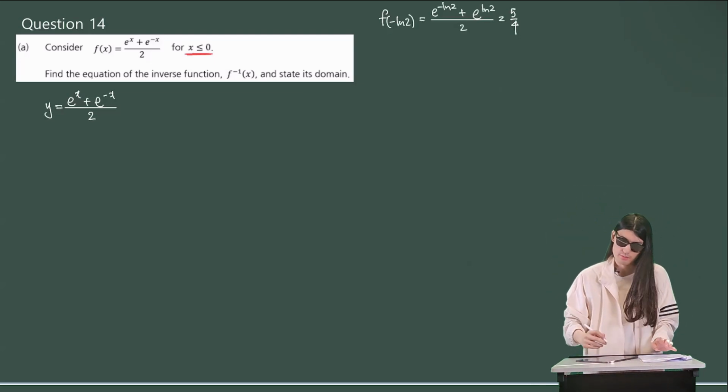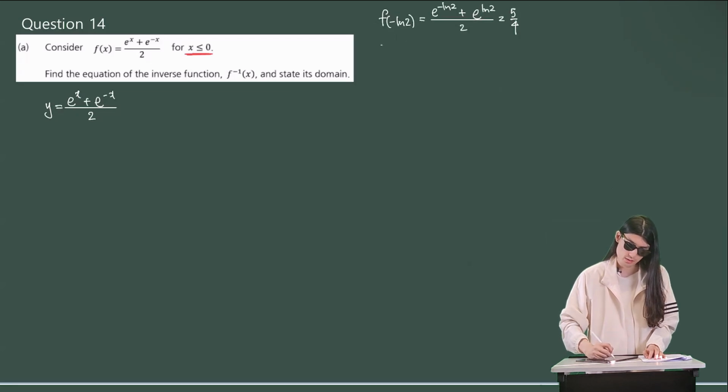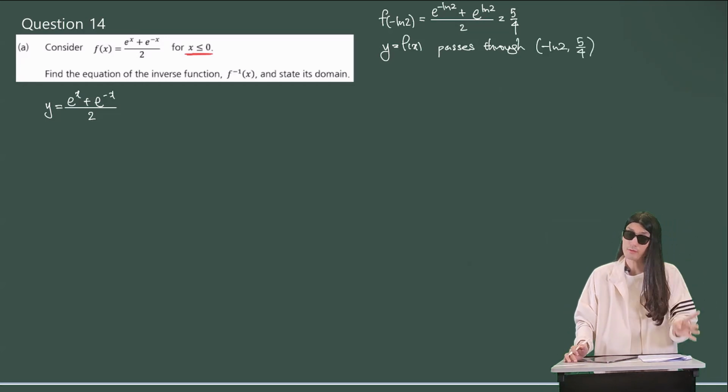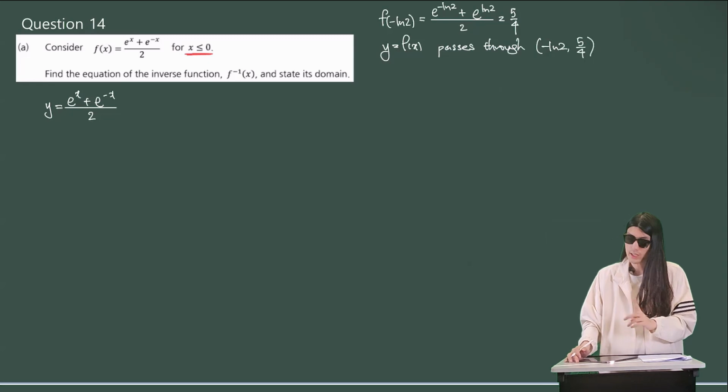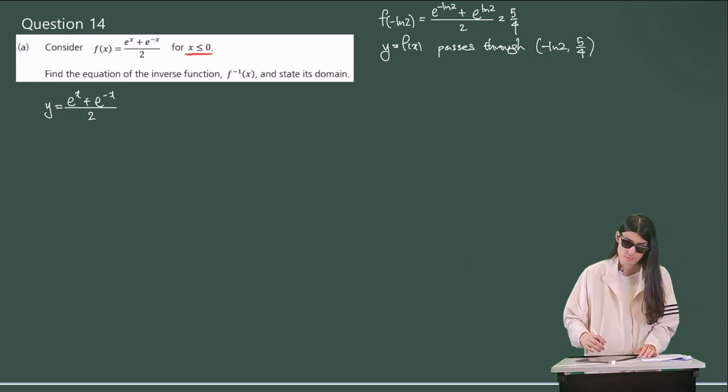But more importantly, this means your function passes through negative ln 2, 5 on 4. And I'm going to use this quite effectively later on. Okay? So back to finding the equation of the inverse function.